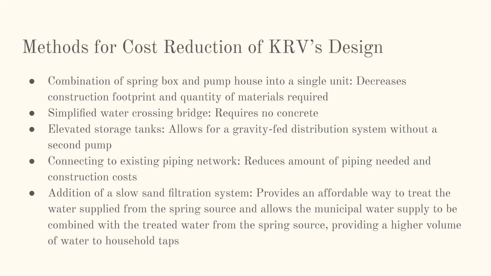Our elevated storage tanks on our storage tower allowed us to not need a second pump or pump house in the community. So the gravity fed system helped a lot with that. Again, tying into the existing network is something that KRV did not do. They created their own distribution network because they did not include a slow sand filtration system. They could not combine the water from the municipal line with the water that they were getting from the spring source. As we were able to do that, we are able to just tie right into the existing network, negating the need for additional cost there.